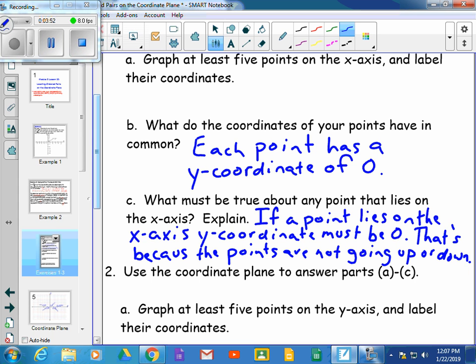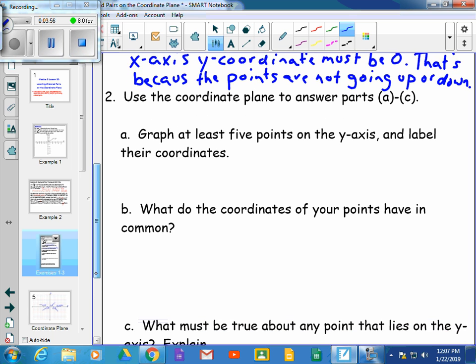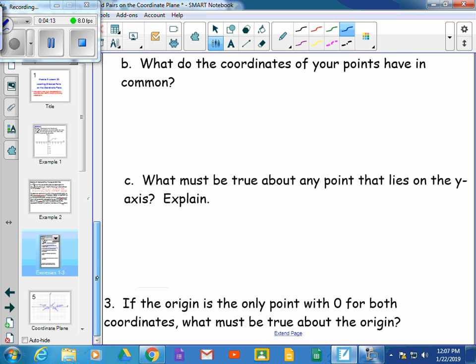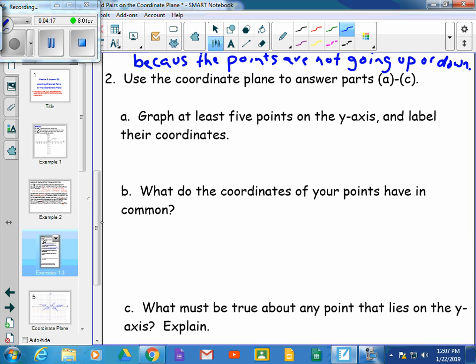Now when you finish copying that down, what I would like you guys to do is pause the video and try part 2, A, B, and C. It's very similar, but they want you to put points on the y-axis and then answer those questions. After you finish that, play the video once again, and I will have the answers on there. We'll talk about it, and then we'll also do part 3. So go ahead and pause the video right now.